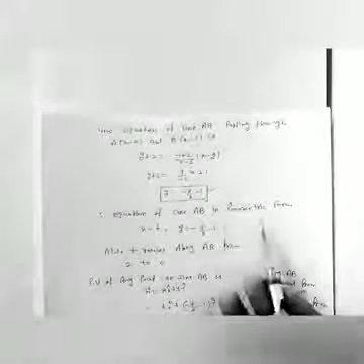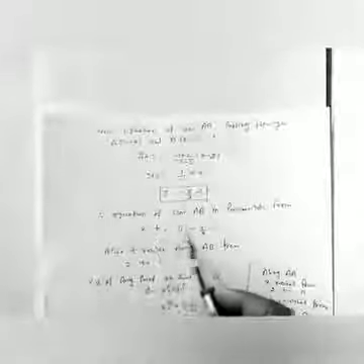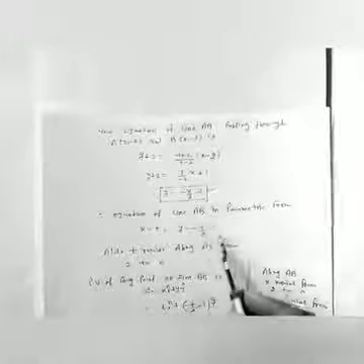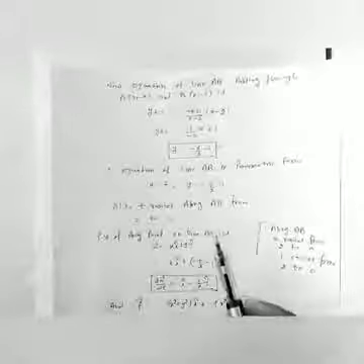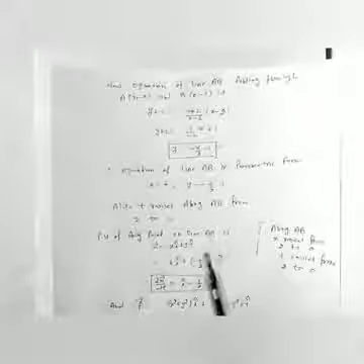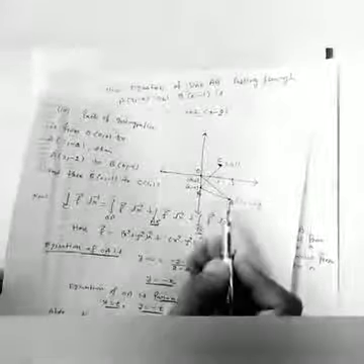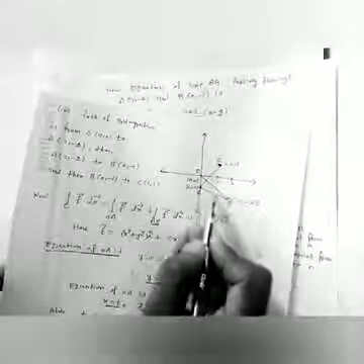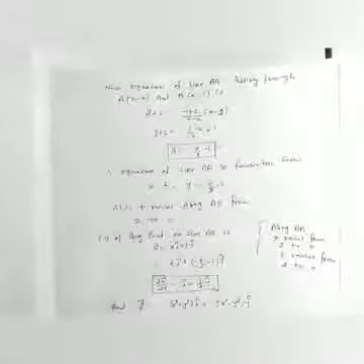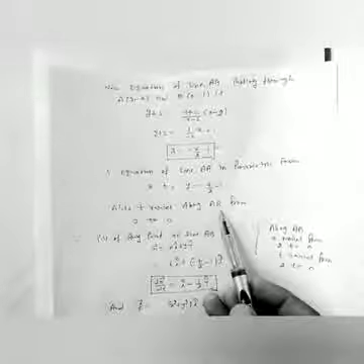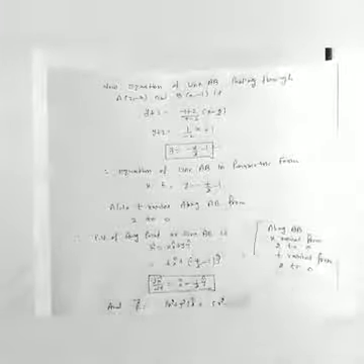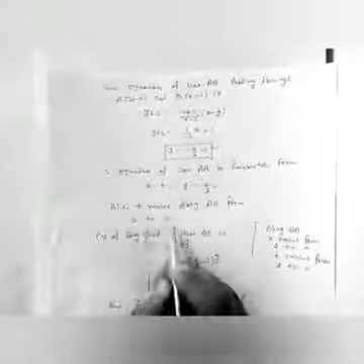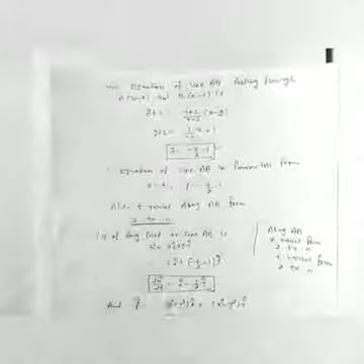Now writing the equation of line AB in parametric form. In parametric form, we write x is equal to t and y is equal to minus t by 2 minus 1. Also, along the line A to B, x varies from 2 to 0, so therefore t also lies from 2 to 0. So along the line AB, t varies from 2 to 0.